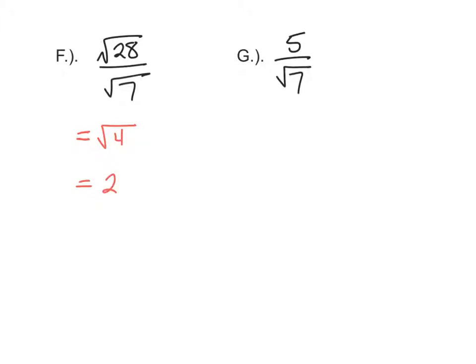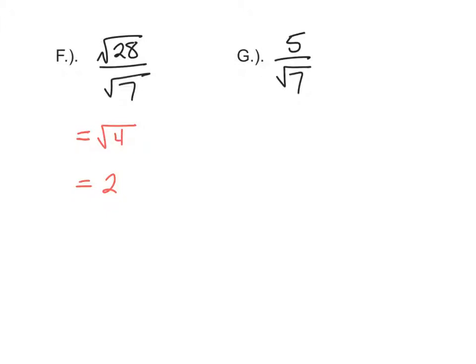But in part G, we see that we have 5 over the square root of 7. We can't divide those two because that 5 is not under the square root. And 5 and 7 wouldn't really divide anyway. So instead, what we have to do is rationalize the denominator, which means get the root out of the denominator.